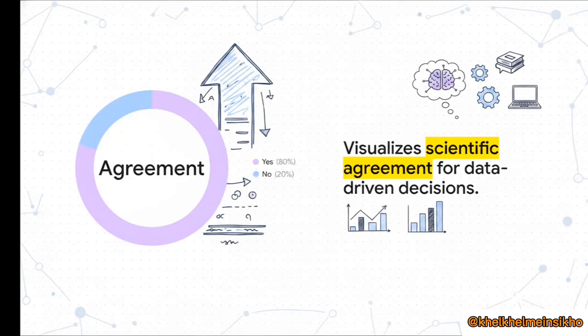And this brilliantly illustrates one of its absolute best features, the consensus meter. It actually visualizes hard scientific agreement so you can make data-driven decisions instantly. Imagine asking if a certain coding model outperforms another, and instantly seeing that 80% of published academic research says yes. Boom. It completely takes the guesswork out of your research.